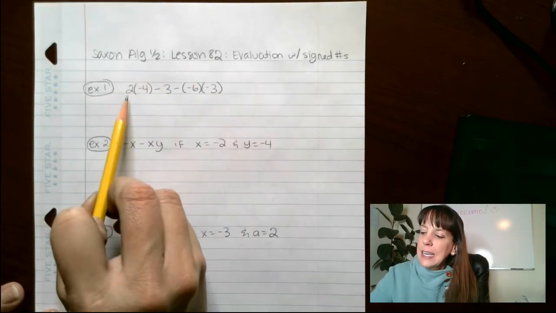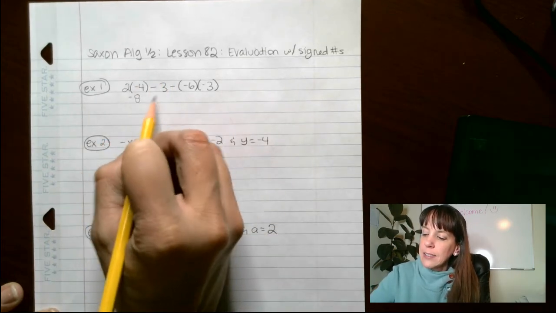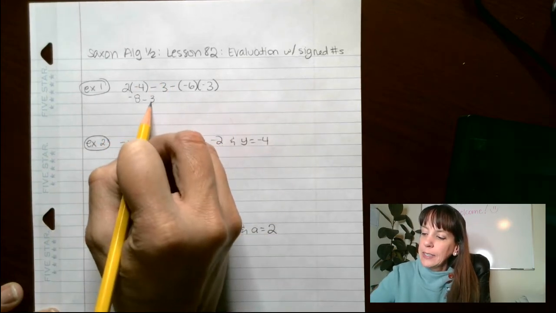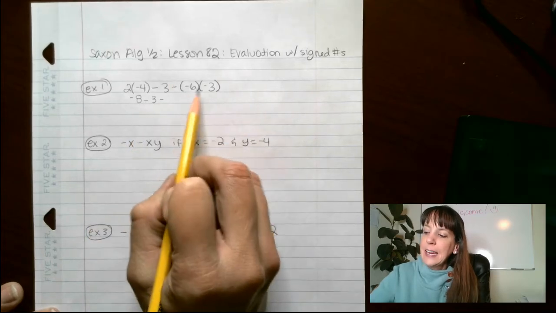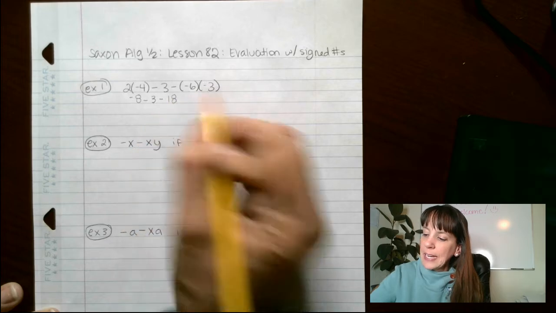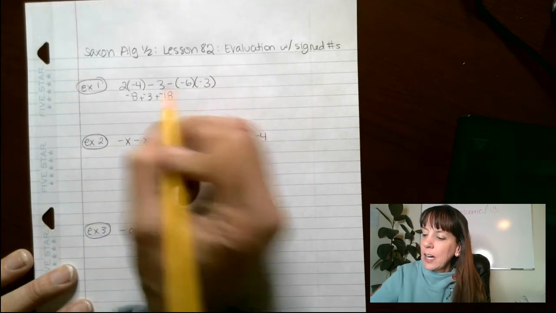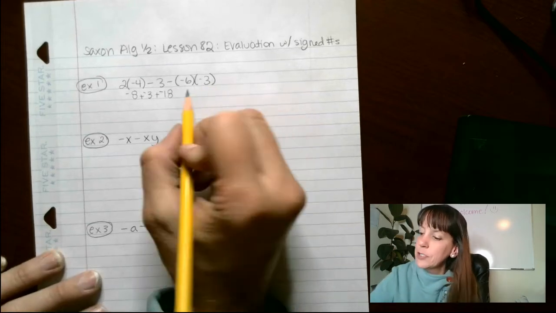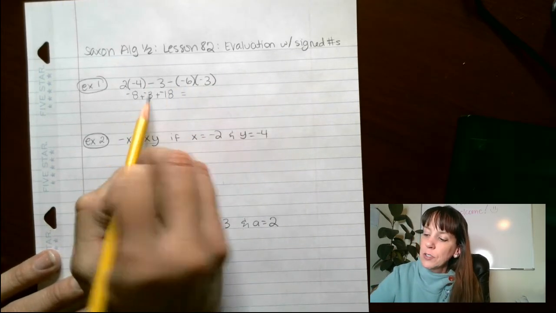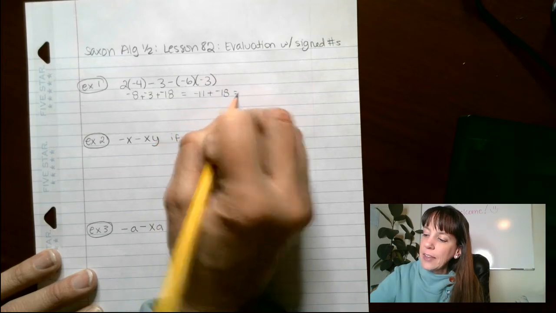Jump right into this. 2 times 4 is going to be -8. Minus 3 minus negative times a negative is a positive. 6 times 3 is 18. So positive 18. Change your subtraction to add the opposite. Well, all of these are negative. So we've got -8 plus -3 is -11 plus -18. We add those two together.